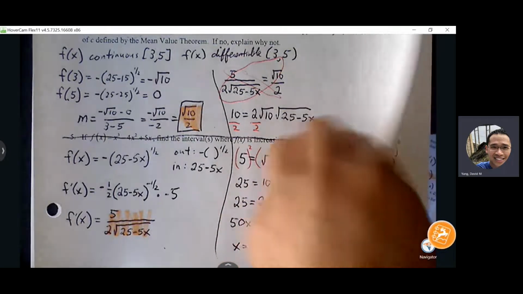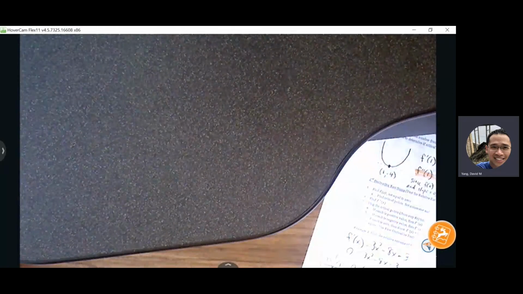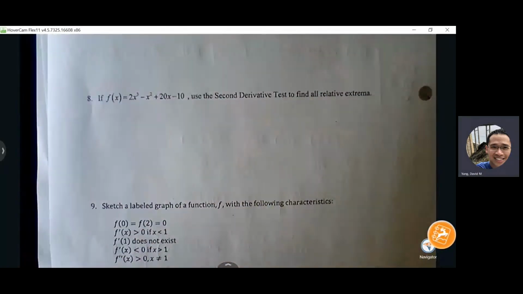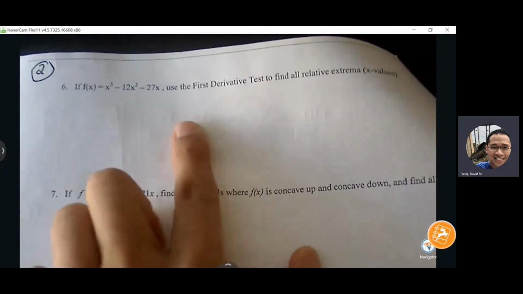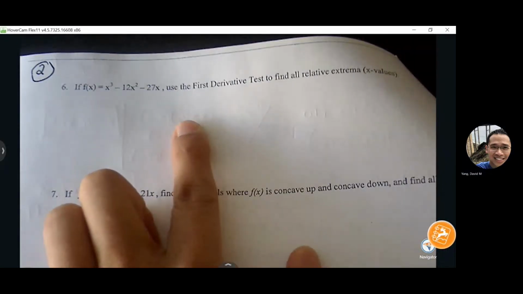Okay, can we just do one more here? This is example 6. Use the first derivative test. So this one is easy. Find f prime, set f prime equal to 0, solve for x, make your sign line.